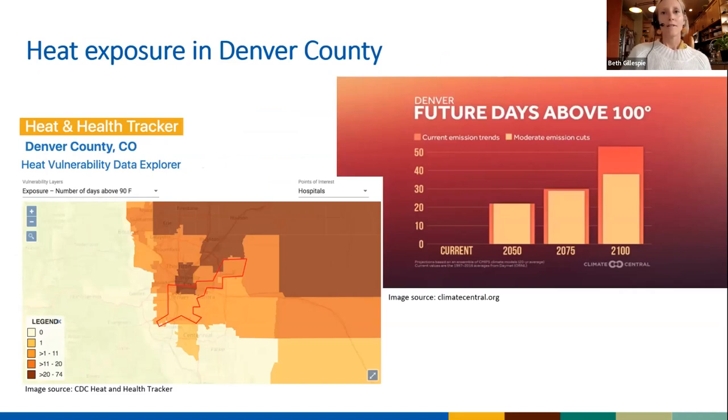As Ari mentioned, there are various ways of depicting heat exposure. We can talk about historic averages and future projections. The CDC's heat and health tracker here on the left shows that Denver County has, based on historic averages, between 10 and 22 days over 90. So we're breaking that average now, since last year had approximately 45 days over 90, and the year before that, in 2020, broke historic averages, hitting about 75 days over 90.